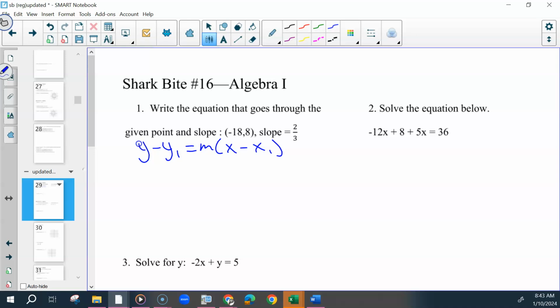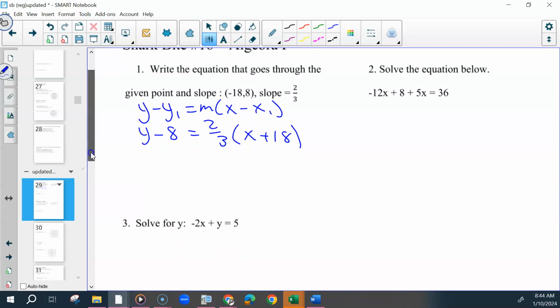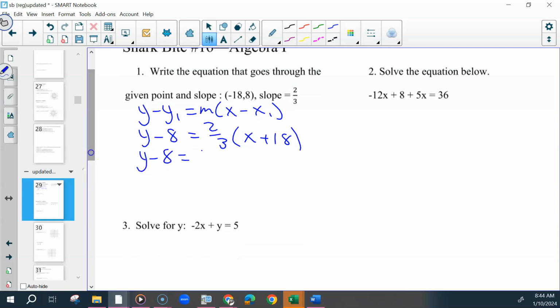So this would be our x1, y1, so y minus 8 equals our slope 2/3 times x, you can put plus 18, or minus 18 and then change it to a plus. And then we can start to solve. So this would be 12, and then add 8 to both sides. So y equals 2/3x plus 20. Have any questions about that one?